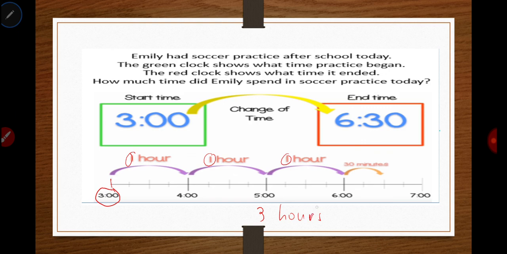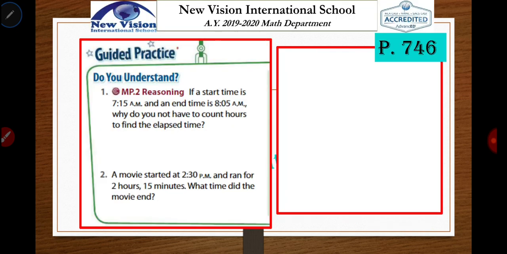Okay. Are you done? Not yet. Why not? Because you still have the remaining 30 minutes. Can you see that? So the elapsed time is 3 hours and 30 minutes. Do you understand? When you say 1 hour, the minutes would exactly be the same. So if your start time is at 3, the following time for that, which is exactly 1 hour later, would have the same minutes as the start time. Do you understand? Good.